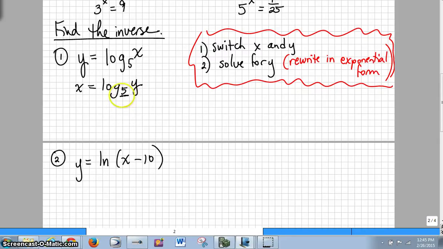So we're going to start with our base is 5, and we're going to raise it to the x power, and that's equal to y. So there, we did it. We solved for y. Y equals 5 to the x. Okay, let's do another one.